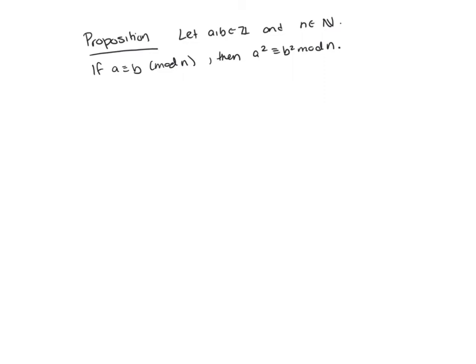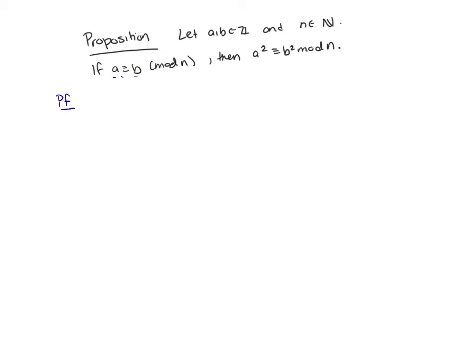So let's go ahead and see if we can prove some things with this new definition of congruence mod n. So the first thing we have is we're going to assume a and b are integers and n is a natural number. And I want to show that if a is congruent to b mod n, then a squared is congruent to b squared mod n. So if two numbers have the same remainder mod n, then so do their squares. So let's go ahead and see if we can prove this.